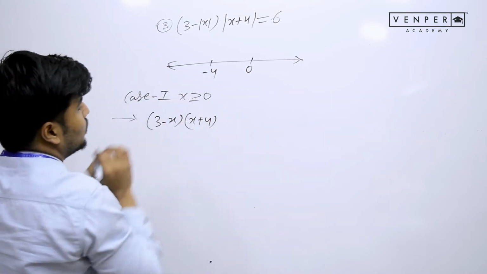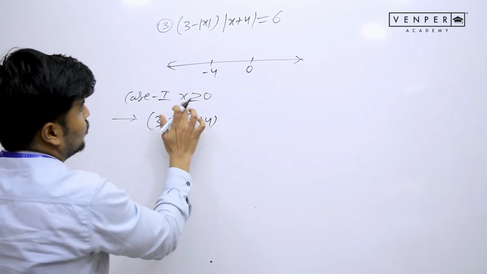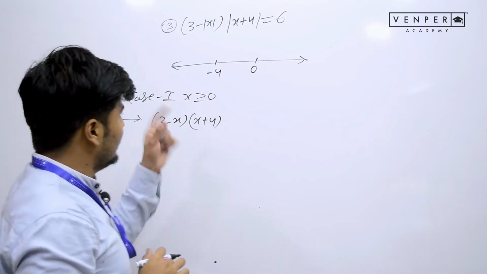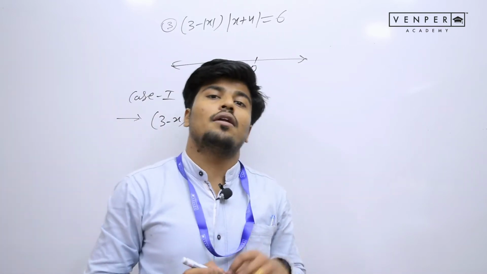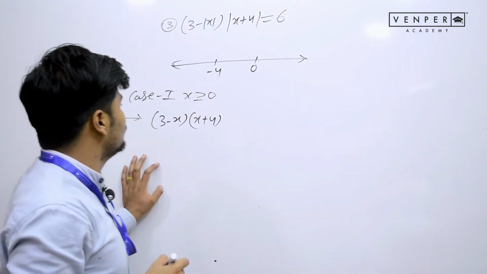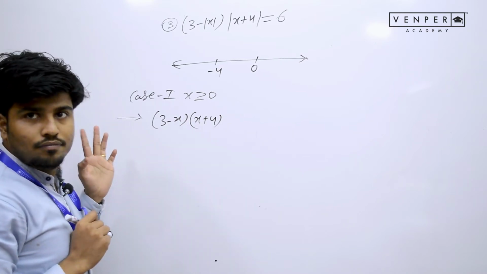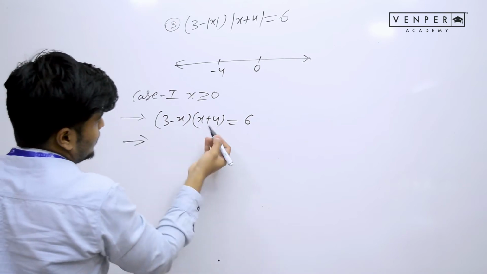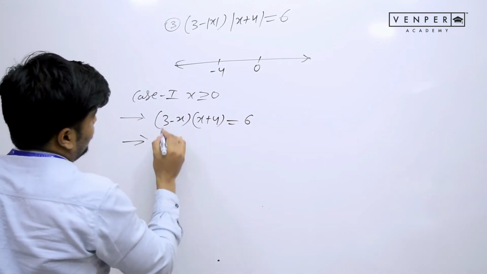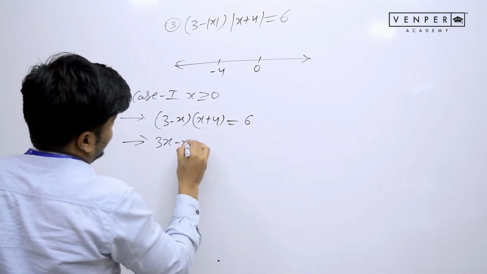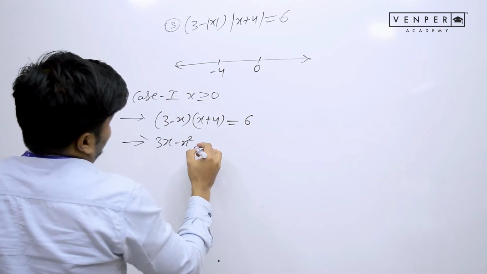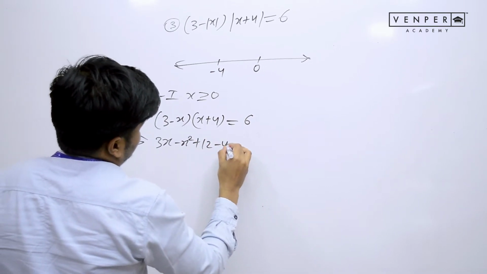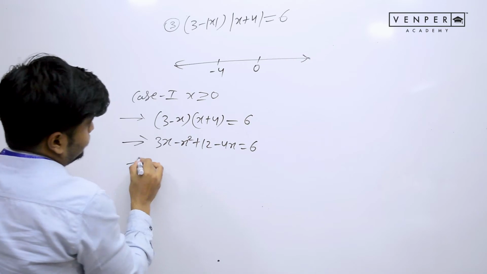And now you can remove the modulus. Why can you remove the modulus? Because we have already taken the condition that x is greater than or equal to 0. If x is greater than or equal to 0, both will be positive. Now see, it equals 6. Can we solve this equation? Obviously, we will get a quadratic equation, which we can solve very easily. 3x minus x square, then 12 minus 4x is equal to 6.